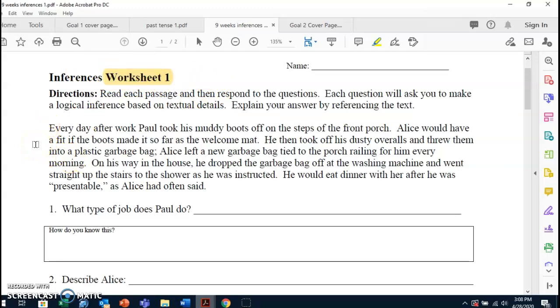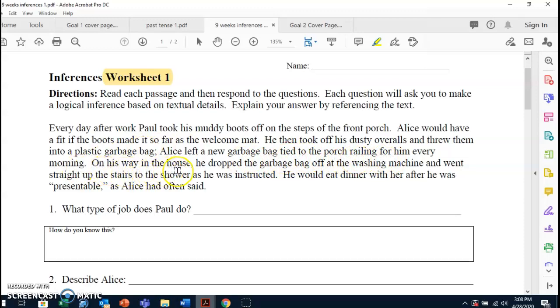So let's start reading. Every day after work, Paul took his muddy boots off on the steps of the front porch. Alice would have a fit if the boots made it so far as the welcome mat. Then he took off his dusty overalls and threw them into a plastic garbage bag. Alice left a new garbage bag tied to the porch railing for him every morning.